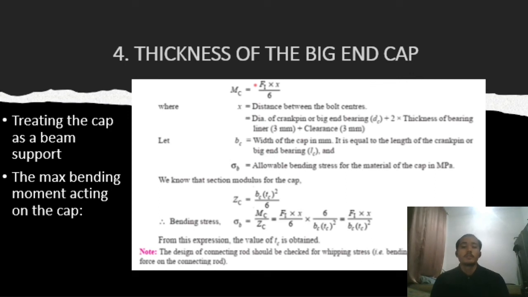Last but not least is the thickness of the big end cap. The thickness of the big end cap is determined by treating the cap as a beam, freely supported at the cap bolt centers and loaded by the inertial forces at the top dead center on the exhaust stroke. This load is assumed to act in between the uniformly distributed load and the centrally concentrated load. Therefore, the maximum bending moment acting on the cap will be taken as the figure shows.